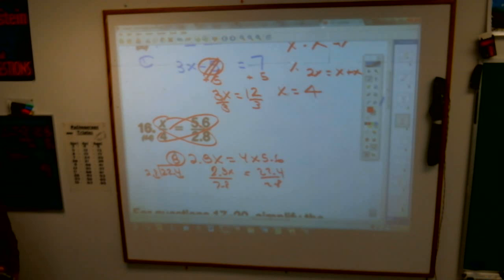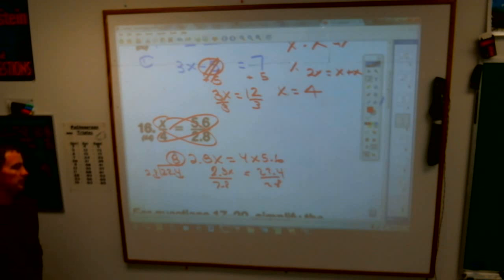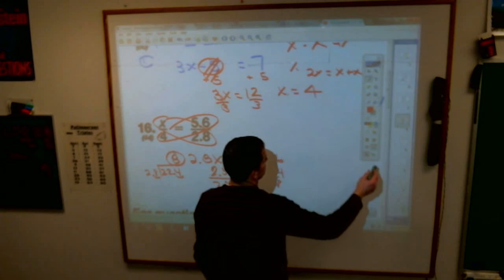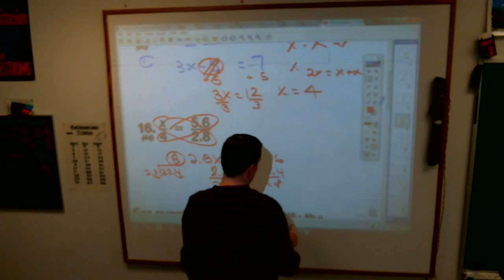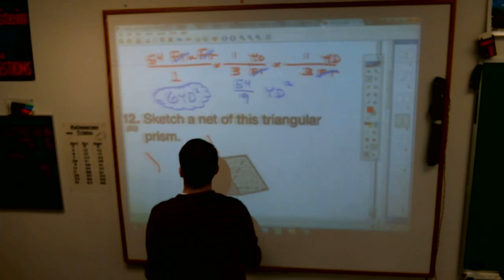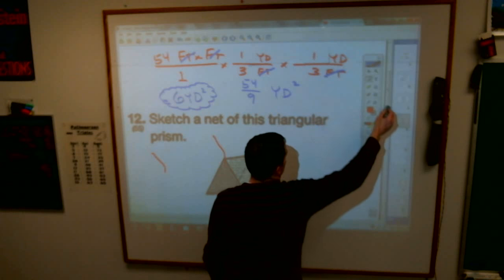Aubrey, first time today I've had a bell ring. Number 13. Did we do 13 right? No. How did we get away with not doing 13? Is that over here? And down here?